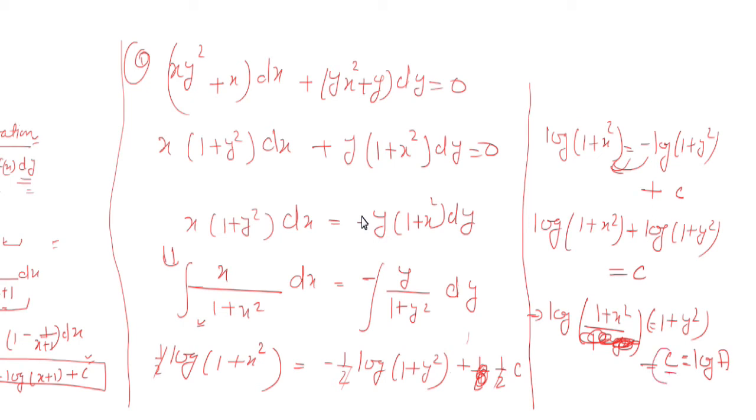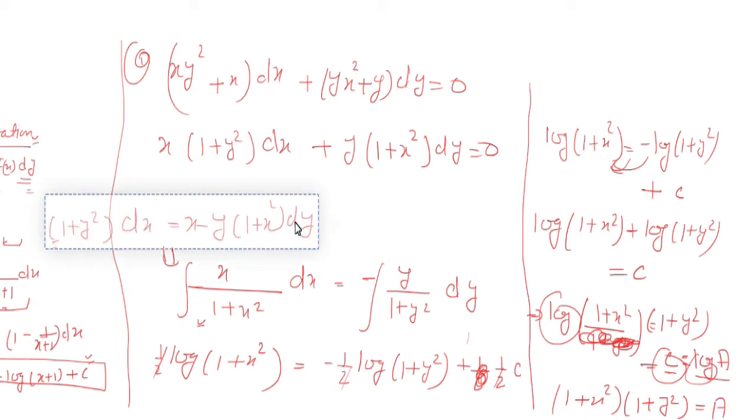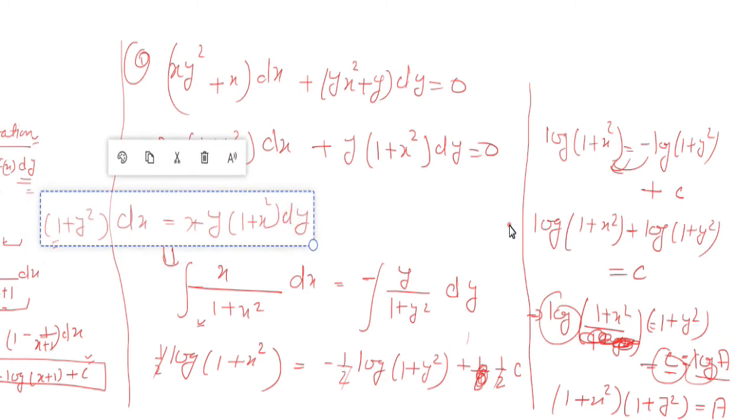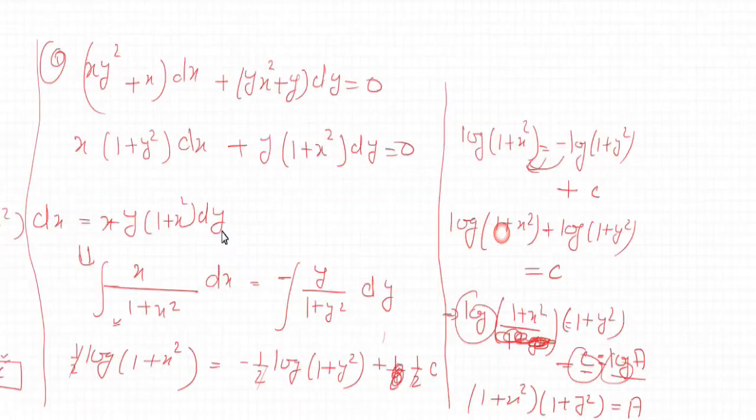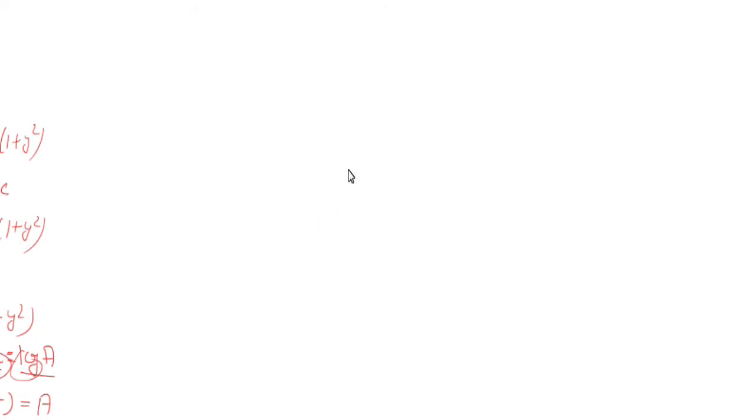So you can write this constant C. This answer is also correct, but you can also write it in symmetric form. So you will write this as log. If you see that both sides are log, the solution will be 1 plus x square into 1 plus y square equal to some new constant. This means this answer will satisfy the given equation we have seen in question number 2.